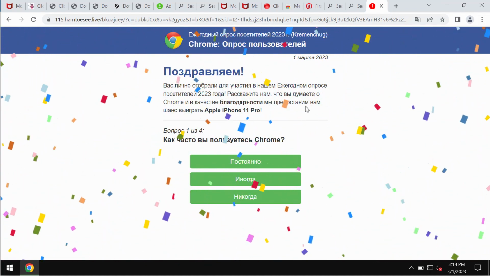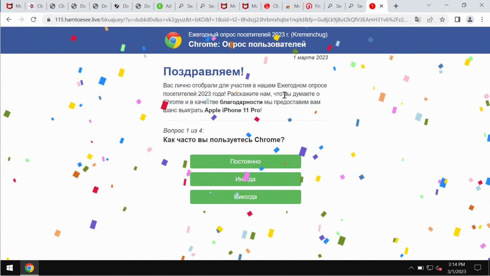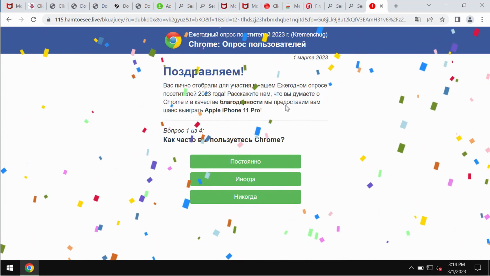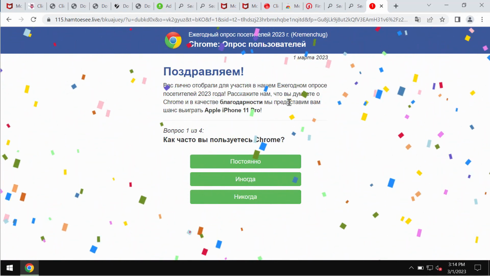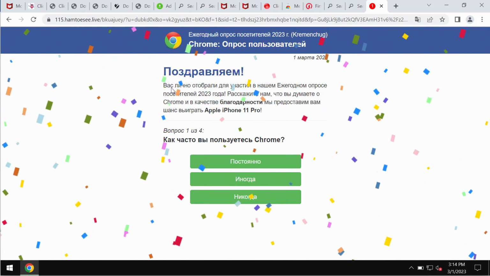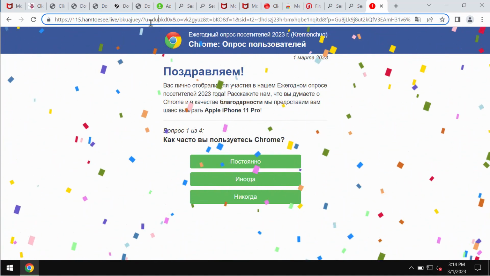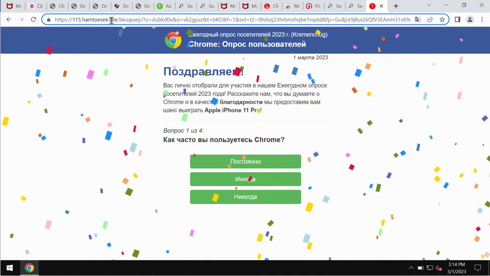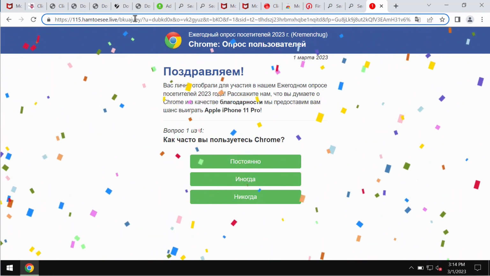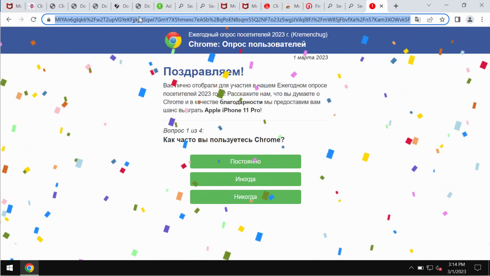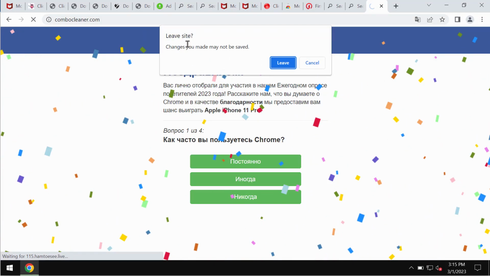Know that the real purpose of this fake survey is to force users into sharing their personal details, name, surname, email address, and other information. If you see these pop-ups by Hamtoesee.live, keep in mind that they are totally faulty and obviously deceptive, so don't interact with them. Just leave this deceptive page.